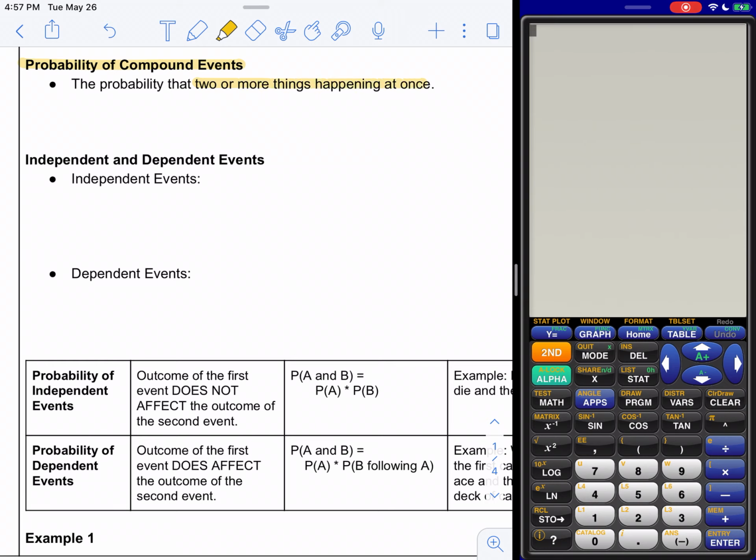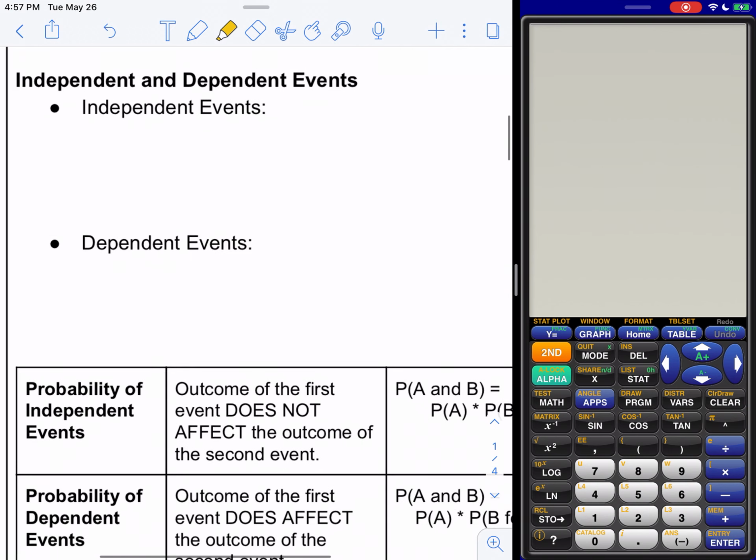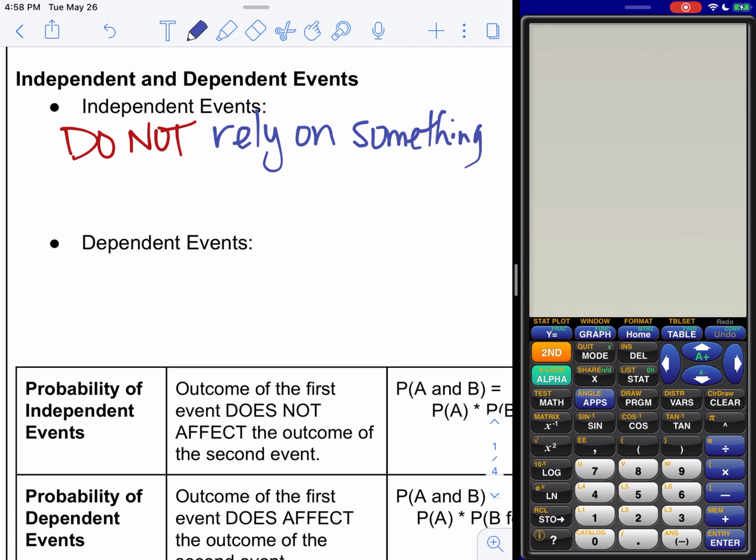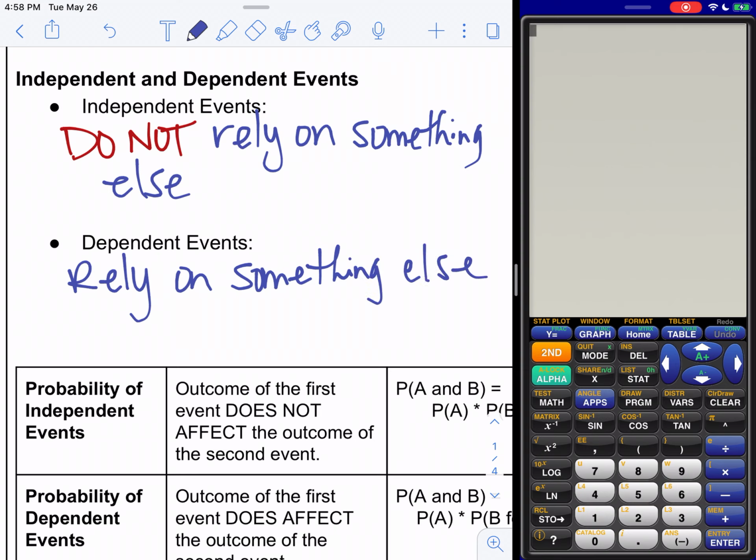And we can break this down into two different categories. We can talk about independent events and dependent events. Independent events do not rely on something else. Dependent events rely on something else. So if you think about independent events, it's flipping a coin and then flipping it again. So whatever happened the first flip doesn't impact what happens on the second flip.